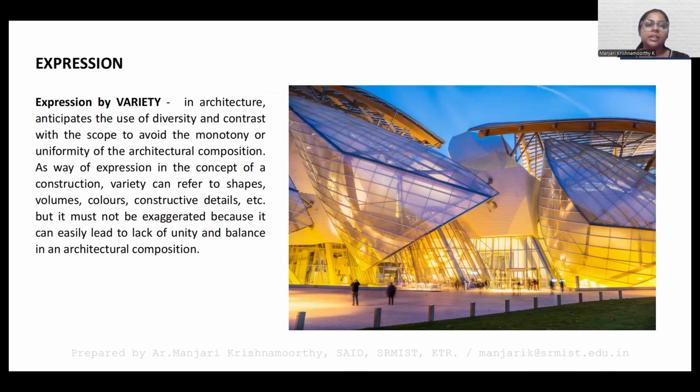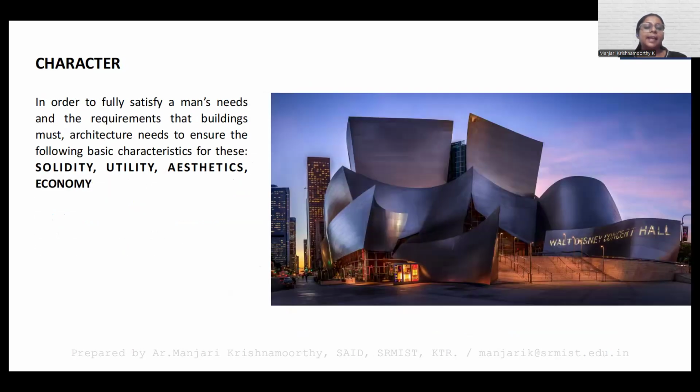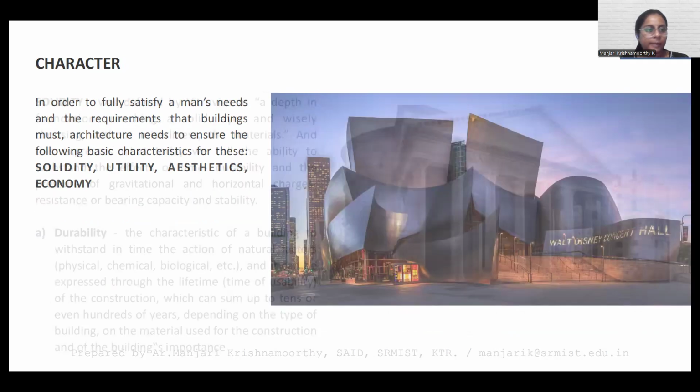Variety, expression by variety is nothing but where you anticipate the use of diversity, contrast, and without just trying to replicate the fabric, do something very unique and very forgoing design. Not by too much exaggerating, but also trying to give a uniqueness where you have lack of unity and balance in your architectural composition. And then character speaks more about man's needs, requirements of a building, and also architecture that's trying to compress the basic characteristics of solidity, utility, aesthetics, and economy.